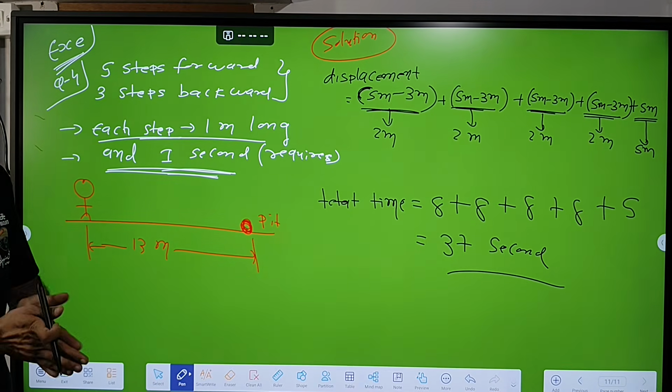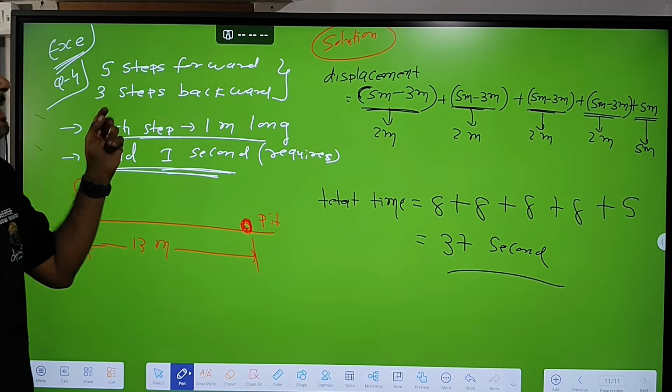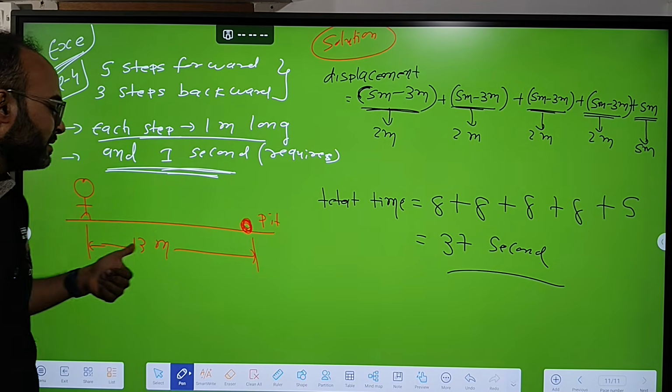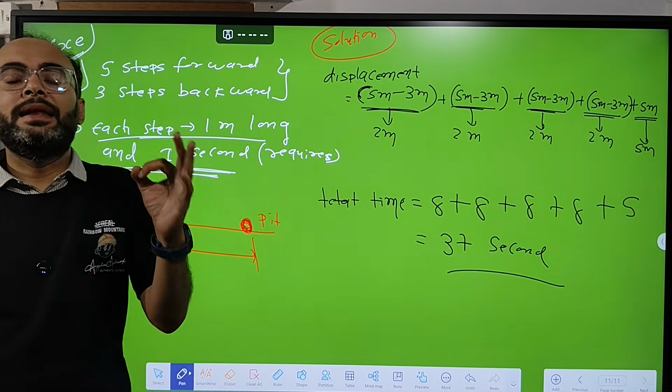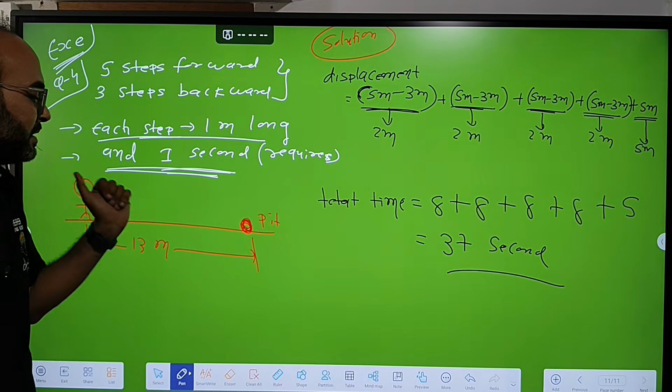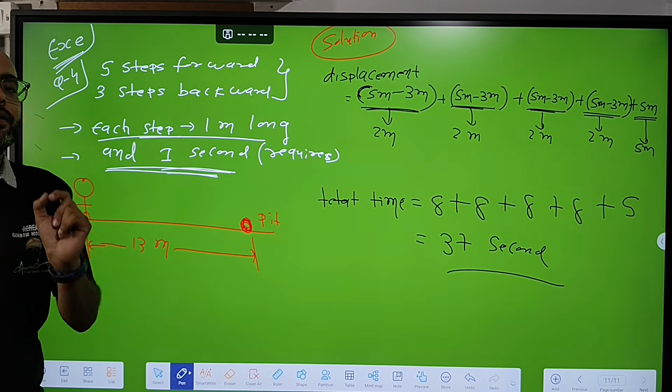So the total time to reach the pit is 37 seconds. सेम क्वेश्चन आप रिपीट करो, मैंने बोला कि ये पीवाईक्यू में था, उसमें 13 मीटर की जगह पे 11 मीटर था. ओके, सो ट्राई दिस क्वेश्चन, 13 मीटर इज रिप्लेस्ड बाय 11 मीटर.